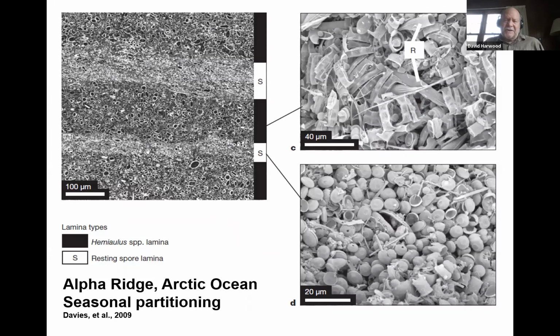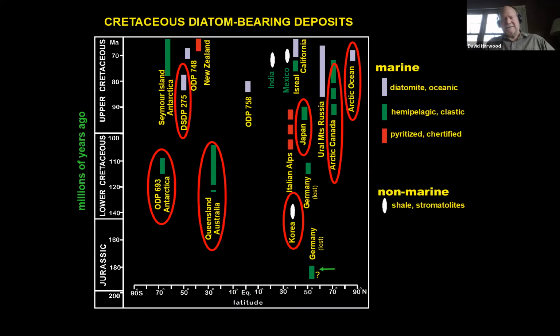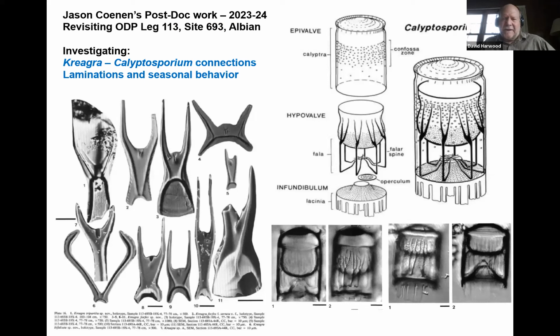So again, that seasonal partitioning is interesting, in a way that we would like to work forward to be able to assign, check, validate, and hypothesize the different environmental conditions for these diatoms. So from a variety of different sites here, I hope this has given you a bit of a snapshot look at what some diatoms look like. My postdoc, Jason Conan, is going to be working on some of this material from the older Ocean Drilling Program stuff from Antarctica, and trying to validate this connection between these two different groups.